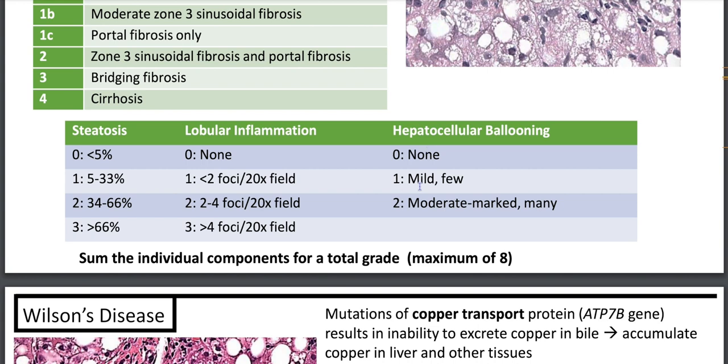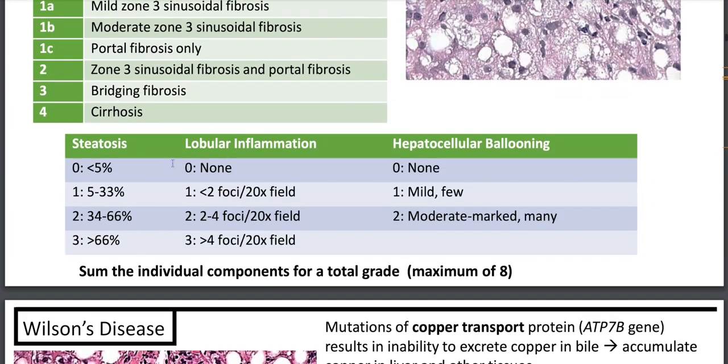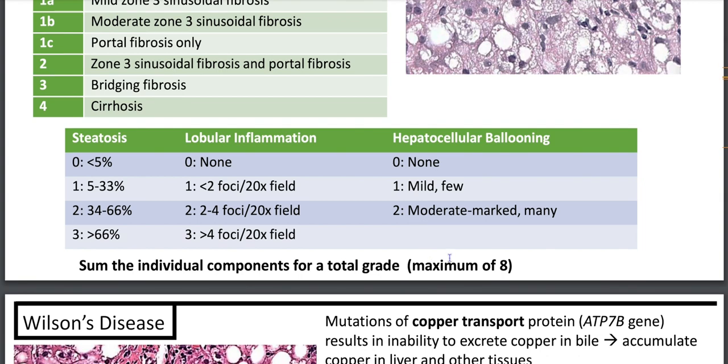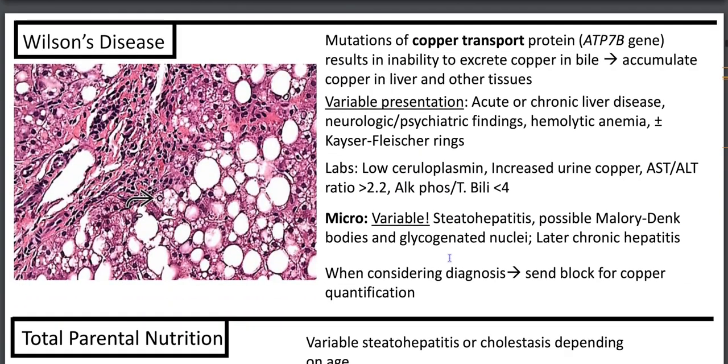As you can see, there's a little bit of subjectivity because mild and few might be different from one person to another, but that's 1, and moderate to marked is 2. And then once you have the numeric score, you want to sum the individual components, and the maximum will be 8.